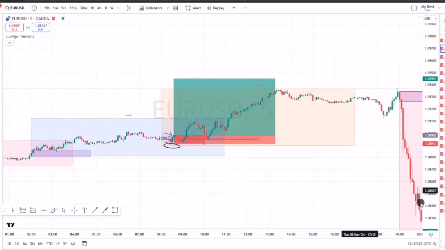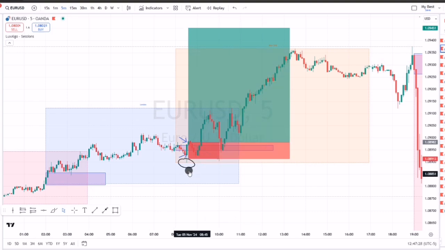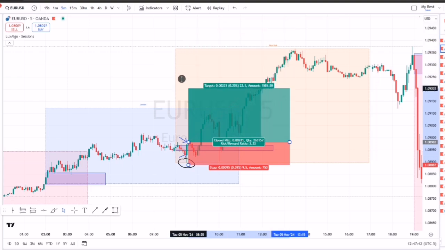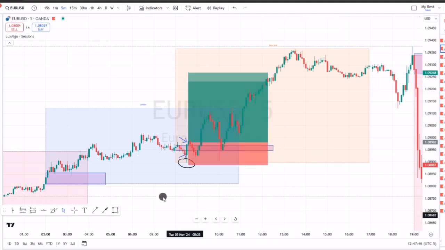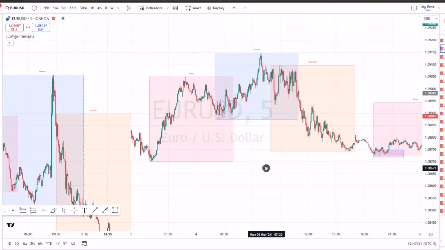Let me just zoom in so that you can see. You cannot have your stop loss above this pin because price has already shown you that it can go as low as this level. So you have your stop loss just below that, and then you can target your 1, 2, 3. Easy as that. It's a very simple strategy.